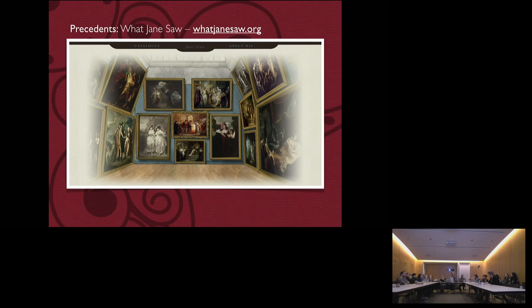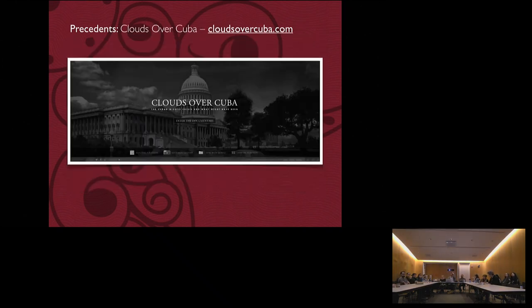Not necessarily user experience. Another piece I looked at was Clouds Over Cuba. This is actually a beautiful site, and it's a film. Clouds Over Cuba is the site that is a companion to the film.